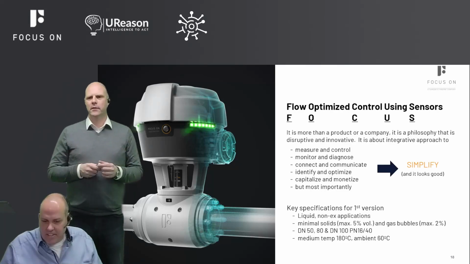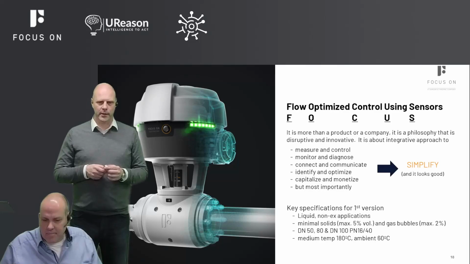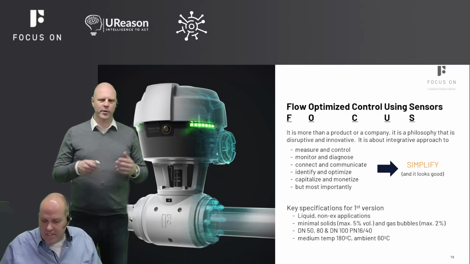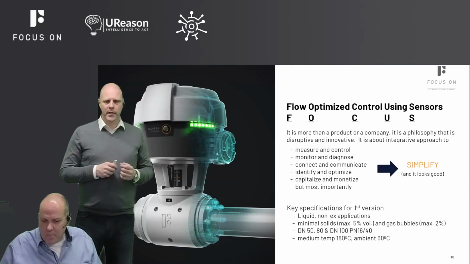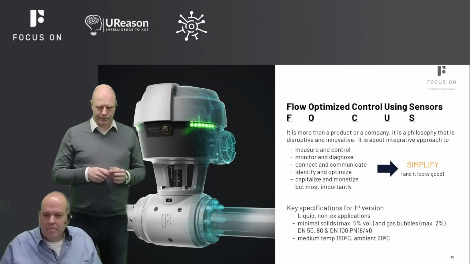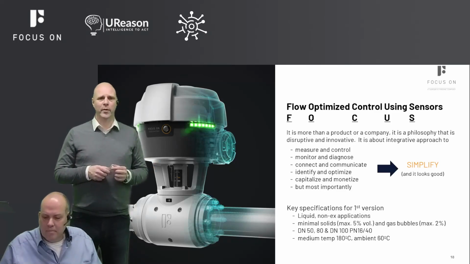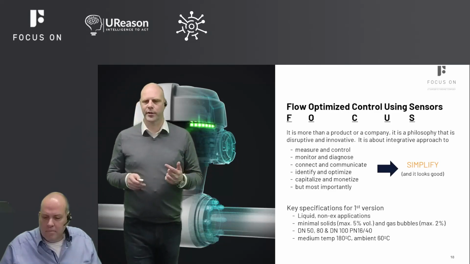FOCUS: Flow Optimized Control Using Sensors. That's actually what we're trying to realize. And I will go a little bit deeper into what the device is, but it's actually measuring and control. It monitors and diagnoses, etc., and it looks very good. The key specifications of this device are DN50, DN80, DN100. And you can use it for liquid applications in the process industry.